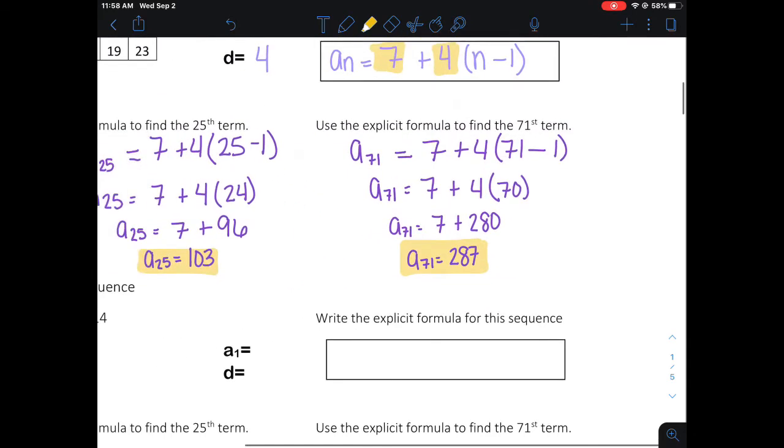So again, with my made-up scenario, on the 71st day, you would make $287. And notice you didn't have to list the first term, the second term, the third term, the fourth term, all the way to get to 71. You didn't have to list all of it out. We used the explicit formula to see how much we're making on the 71st day.